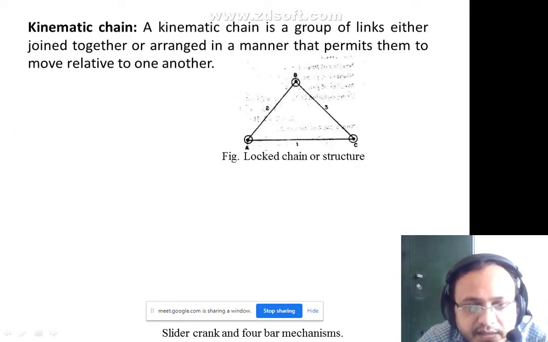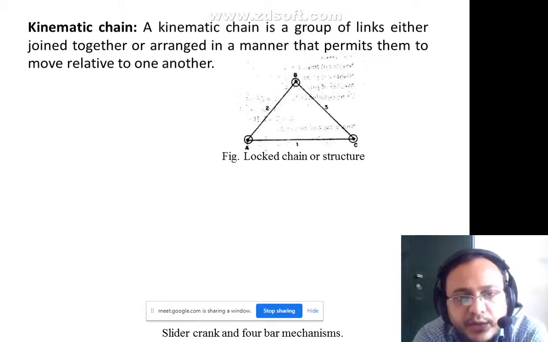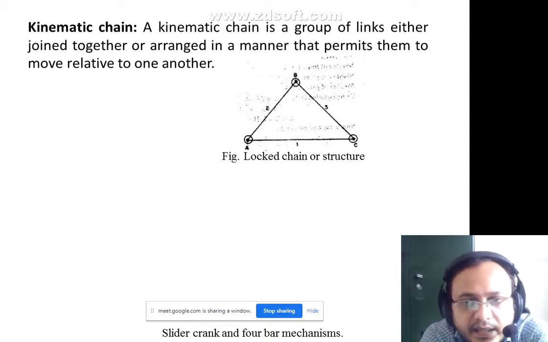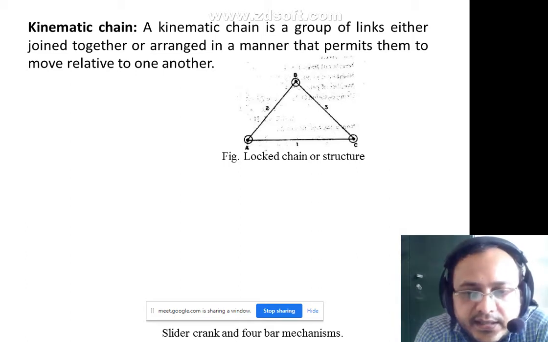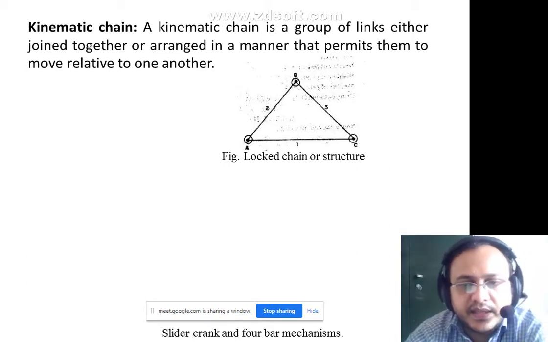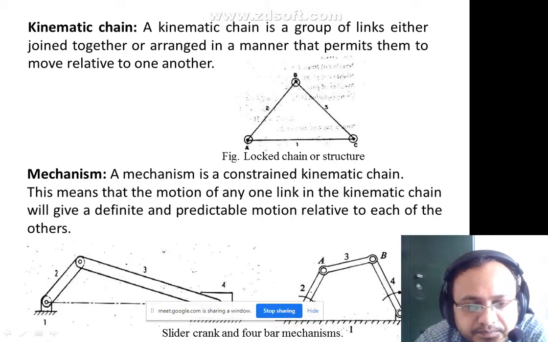So in this figure you can see a kinematic chain is a group of links either joined together or arranged in a manner that permits them to move relative to one another. In the figure you can see this is a locked chain. Here 1, 2, 3 all form a locked chain because it can't move. Whenever the links can't move, it becomes a structure or a locked chain.